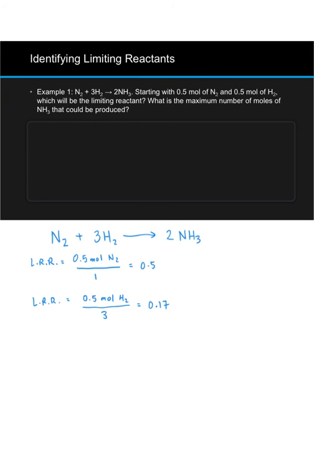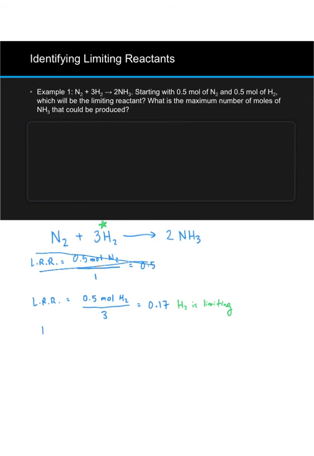Therefore, because hydrogen is present in the smaller relative amount, it must run out first. It's our limiting reactant. So, hydrogen is limiting. We can convert from moles of hydrogen into moles of anything else we're interested in the chemical reaction and ignore nitrogen's contribution entirely.